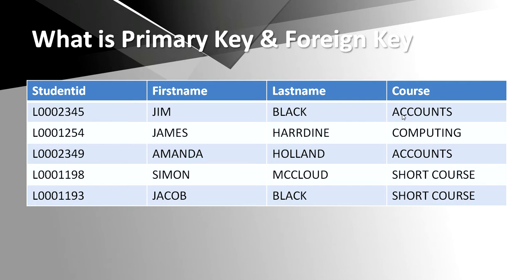So if a student opts for accounts, let's see how many bytes it will consume. It will consume 1, 2, 3, 4, 5, 6, 7, 8. 8 bytes will be consumed, if we assume one character consumes one byte. And if, let's say, 1000 students are there, so 8000 bytes will be consumed for this particular value.